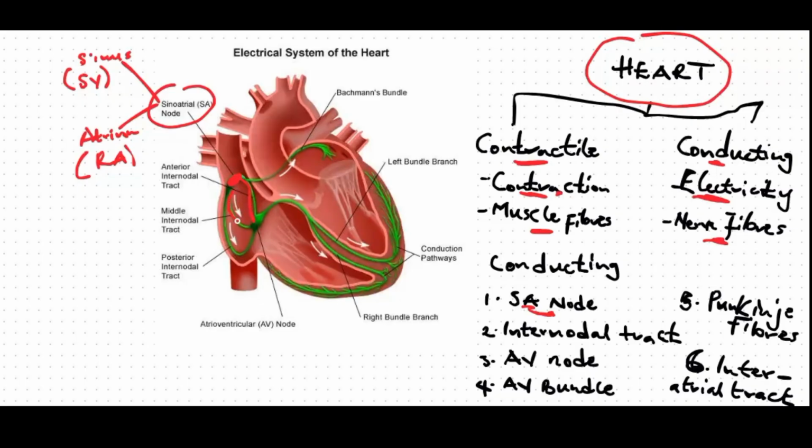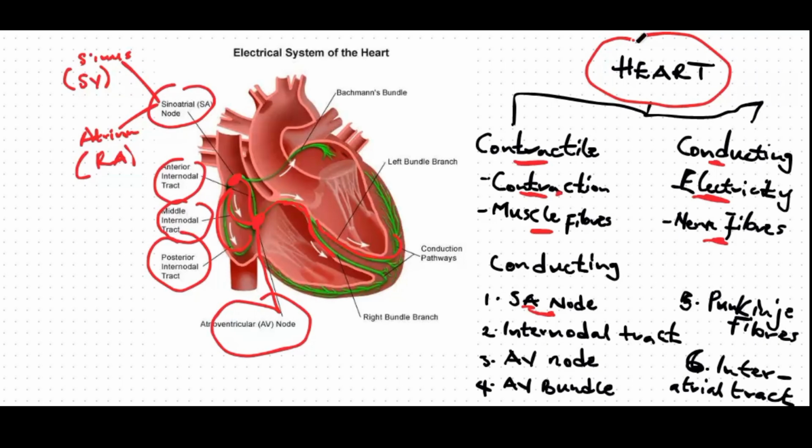So between two nodes, we have the anterior internodal tract, the middle internodal tract, and the posterior internodal tract. Then next we have the AV node. It is a node because it's a collection of cells. It is quite bulky compared to the others. So this is your AV node right here. Next we have your AV bundle, also known as the bundle of His. Your AV bundle branches into your right and your left.